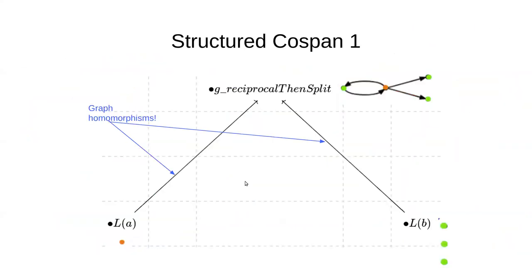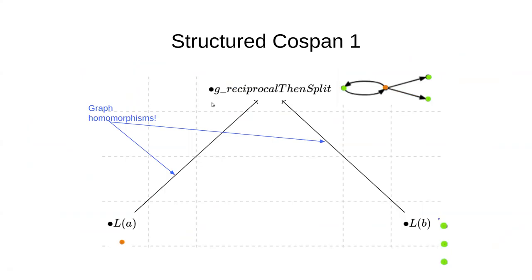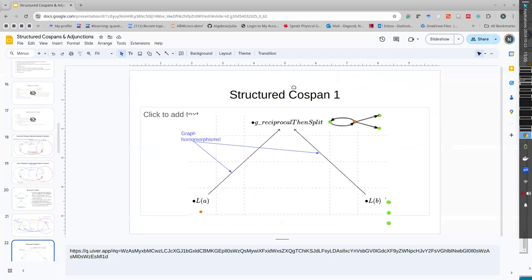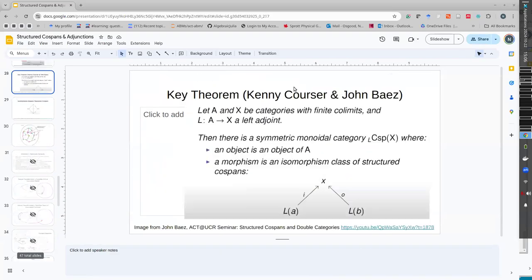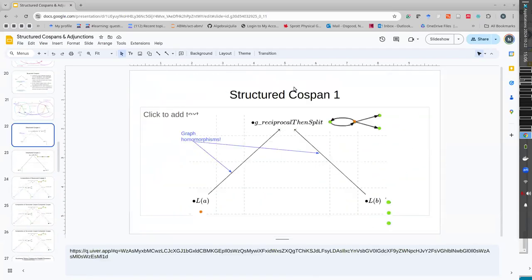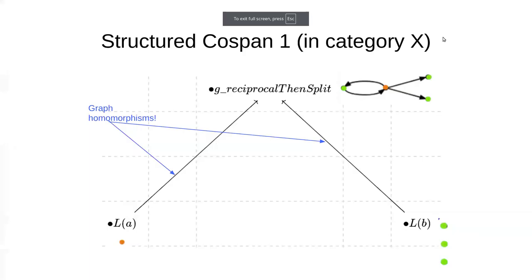And now here's our cospans. Which category am I showing this in? The left one or the right one? What does this look like? Which one am I depicting it in? Yeah, it's in Graph. It's in X. This is an X, right? This is in category X. Are we okay with that? Okay. And that will carry through for the next while.